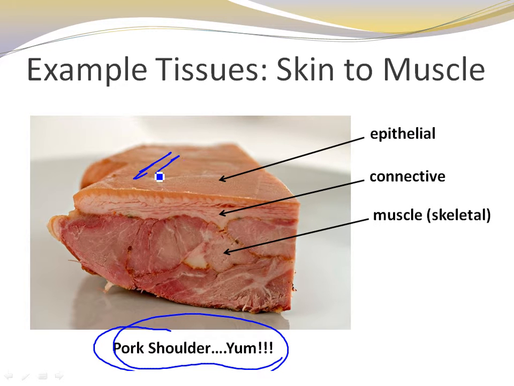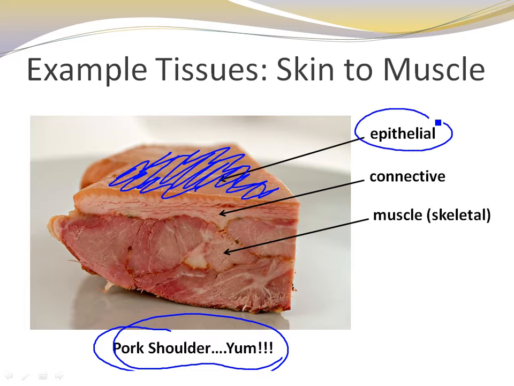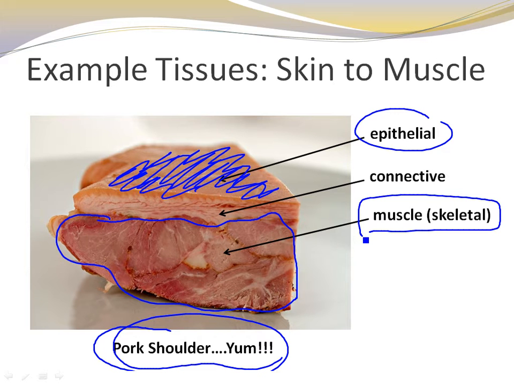So here's the skin of the poor little pig who donated his shoulder. The surface of the skin is composed of epithelial tissue. There it is at a boundary. Now down in here, all the good part of the pork shoulder, the meat, is primarily composed of skeletal muscle tissue, which is deep to the surface of the skin.